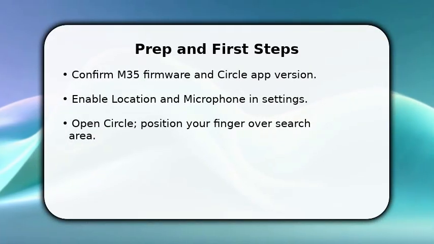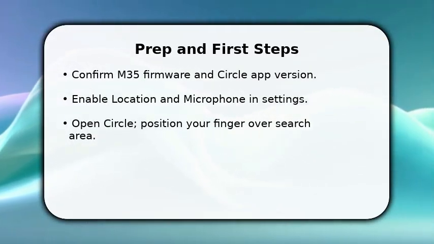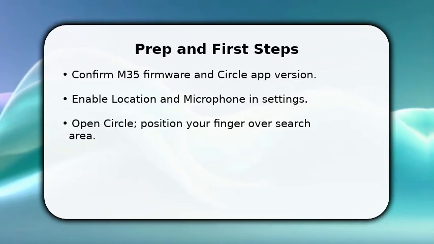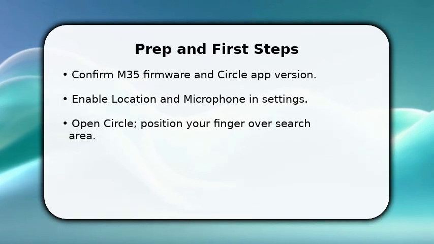You start on the M35 with the essentials already set. Circle app installed and permissions granted. Tap the circle icon to enter search mode and hold your finger steady on the defined circle zone. This primes the sensor and camera.